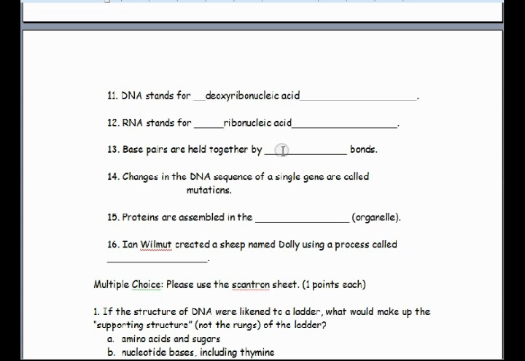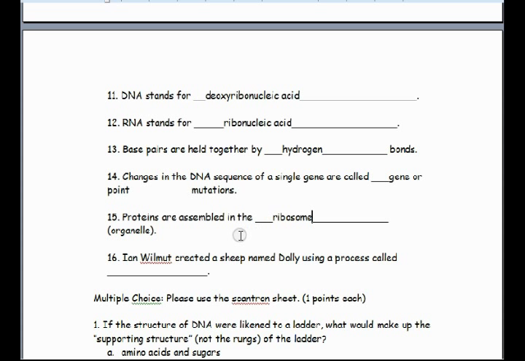Base pairs are held together by what type of bonds? Hydrogen. Changes in the DNA sequence of a single gene are called blank mutations. Two possible answers: either gene mutations or point mutations. Proteins are assembled in the blank, so it's what organelle? The ribosome. And then Ian Wilmut created a sheep named Dolly using what process?